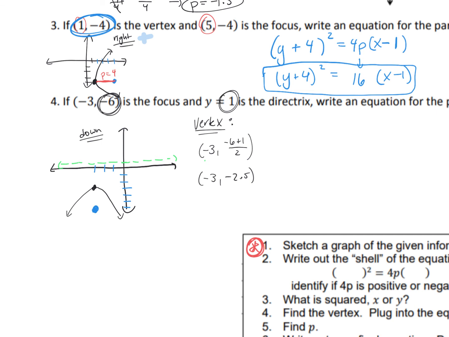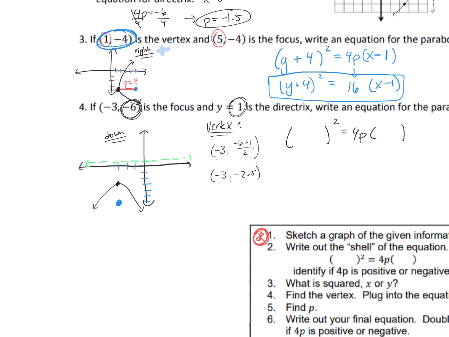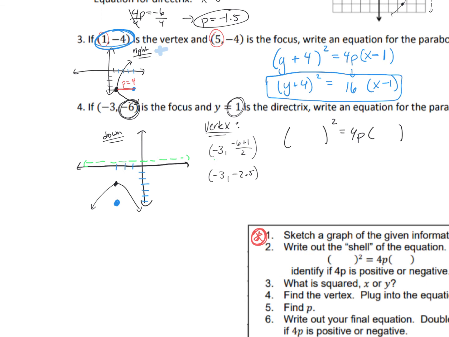All right, so again, I know this one's hard. It's okay, we'll get through it together. So let's draw out our shell. Okay, so we have to figure out what is squared. Well, before I do that, I forgot step 2. I have my shell. We have to identify if 4p is positive or negative. Well, if it's opening down, I know that 4p has to be negative, because again, it is opening down. Now, I'm going to figure out if x or y is squared. Well, if it's opening up or down, I know x has to be squared, so I'm going to put an x in here. I'm going to put a y in right here.